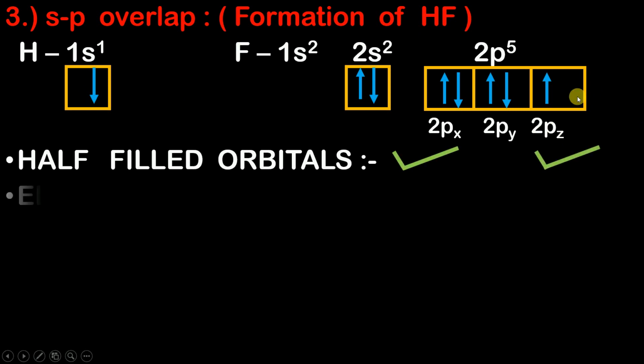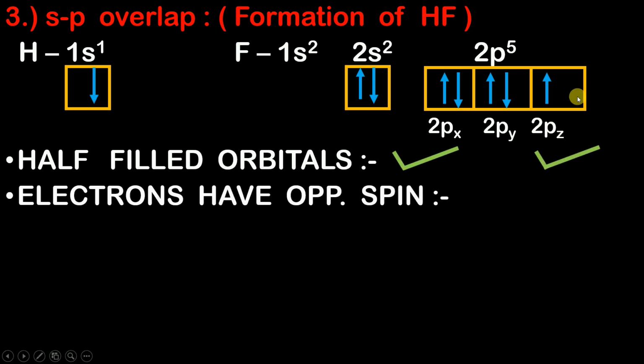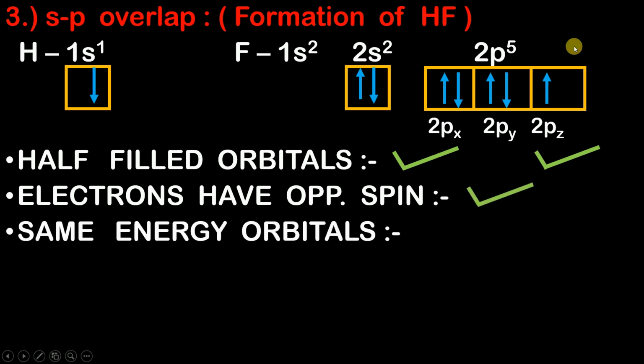Next, electrons have opposite spin. Yes, this hydrogen electron is moving in an anti-clockwise direction, and the fluorine electron is moving in a clockwise direction. So obviously they have an opposite spin. The next thing, whether they have same energy orbitals. Now there might be a confusion for you that this 1s and 2pz, they both are different. Yes, they do not have same energy orbitals, but according to the postulate they must have either same energy orbitals or comparable energies.